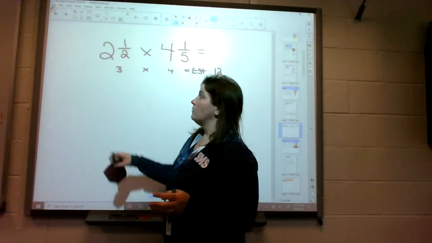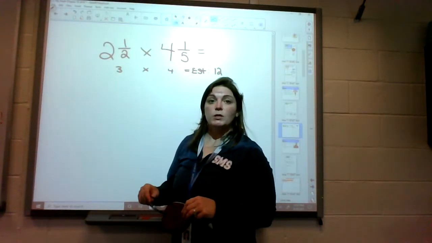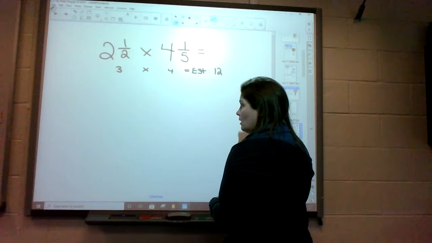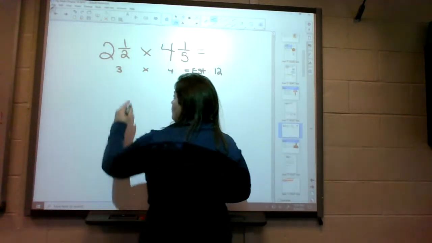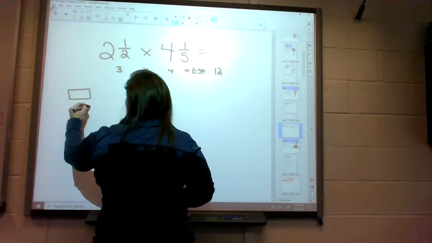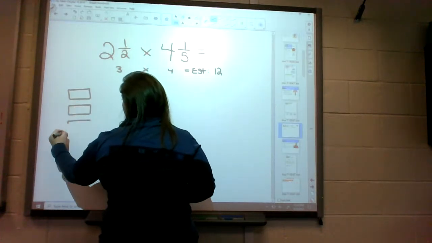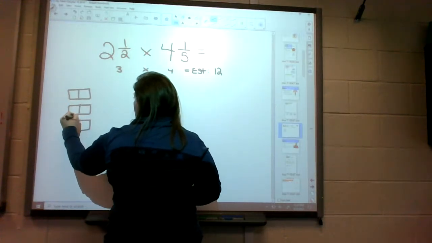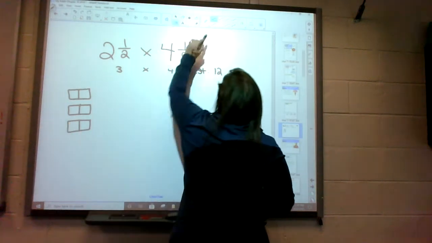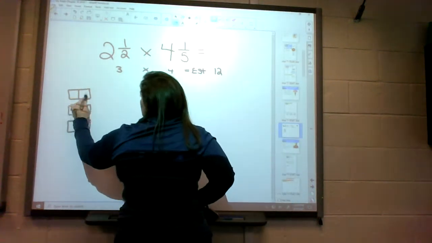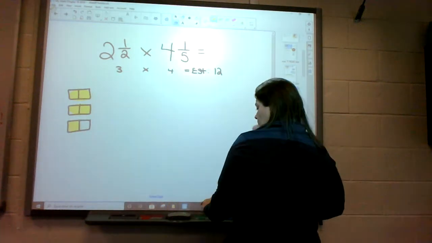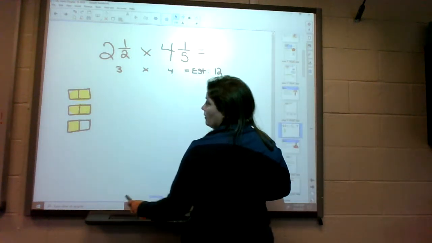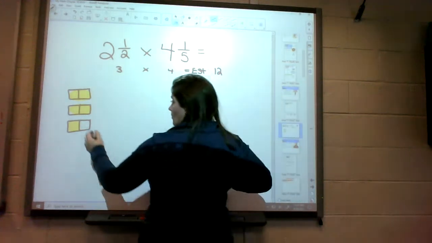Step 1, turn these mixed numbers into improper fractions. Again, you could make a model or you could follow the steps. For 2 and 1/2, if I model that, I'm cutting my models into halves, and I need to shade 2 wholes and then 1/2 of another. 2 and 1/2. And then I want to count my pieces.